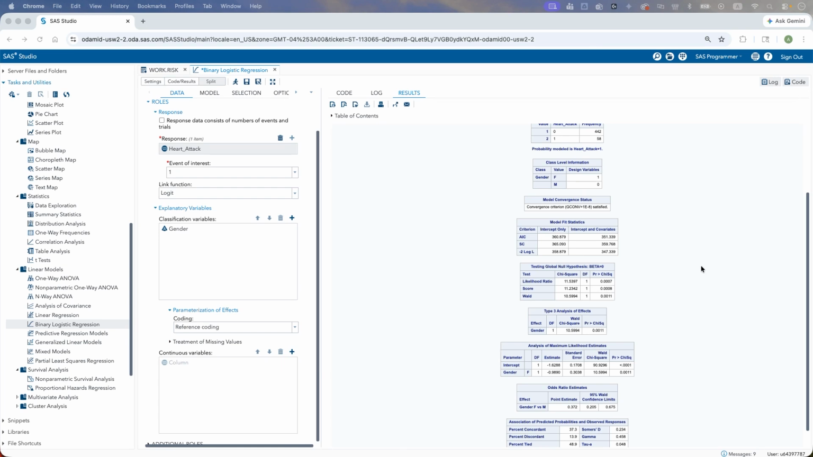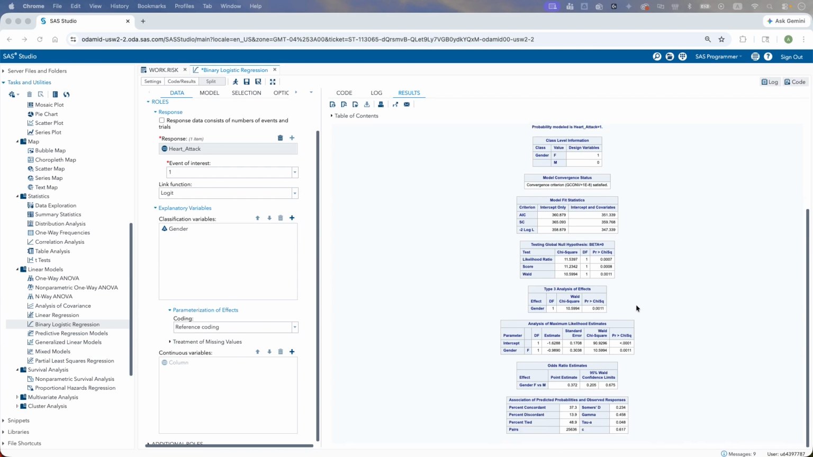Some texts say that the likelihood ratio is the one that we rely on. It's the most reliable one. Some softwares use just Wald or score. If you look at all of them, they are statistically significant. So we reject the null hypothesis. We reject the fact that the gender has nothing to do with the probability of heart attack. No, the gender predicts the variation, or it says something about the likelihood of having a heart attack. So the model is significant.